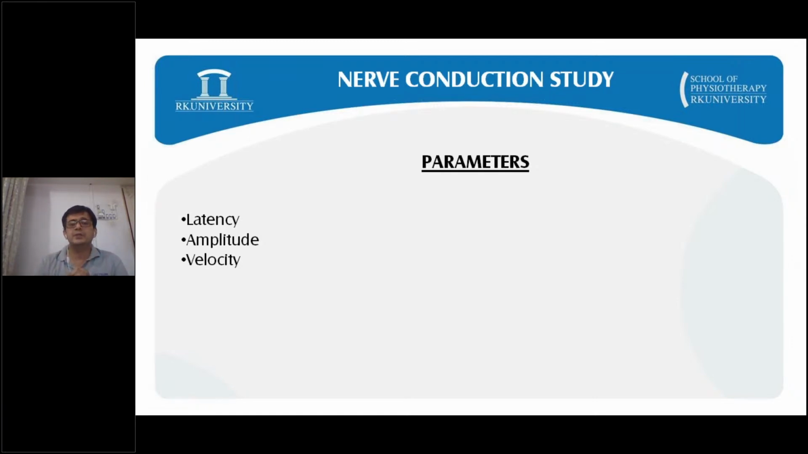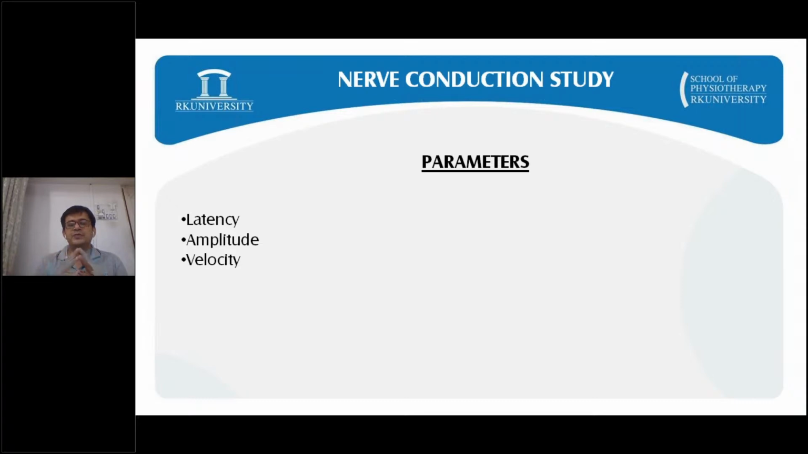Now amplitude. Amplitude is suggestive of the number of axons. So more amplitude is good, less amplitude is abnormal. Velocity: definitely good velocity is more velocity, which is not a problem. Less velocity is a problem. Clear. So more latency is suggestive of demyelination, less amplitude is suggestive of axonal degeneration, and less velocity is suggestive of demyelination.